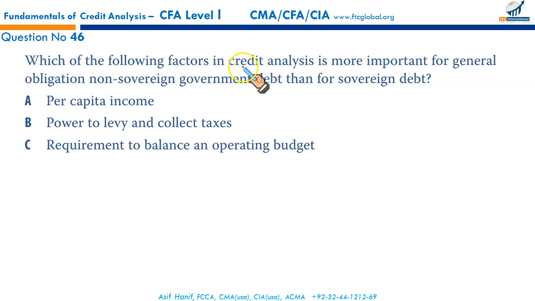Which of the following factors in credit analysis is more important for general obligation, non-sovereign government debt than for sovereign debt? Per capita income, sovereign debt. Power to levy and collect taxes, that's the sovereign debt. But requirement to balance an operating budget is specific to non-sovereign government instruments, because these governments will have to balance their budgets and they lack the discretion of collecting taxes and other revenue streams. So C is the right option.